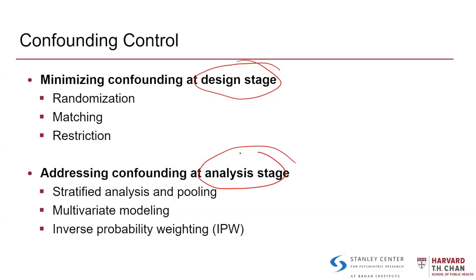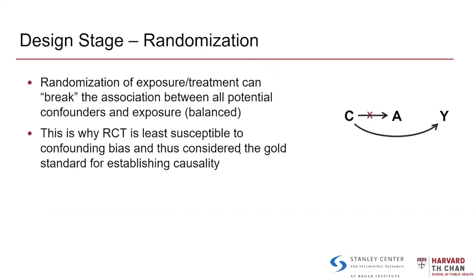In the design stage, we could use either randomization, matching, or restriction. In the analysis stage, we have various tools, including stratified analysis and pooling, multivariate modeling or regression, and inverse probability weighting. Those are analytic tools that one may take into consideration in minimizing or addressing confounding. So let's look at randomization as a design stage tool.